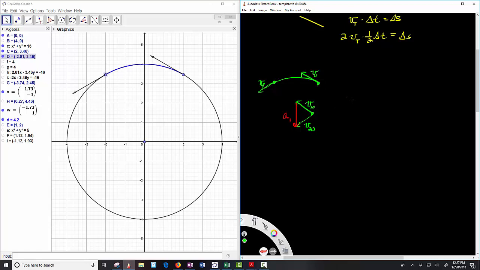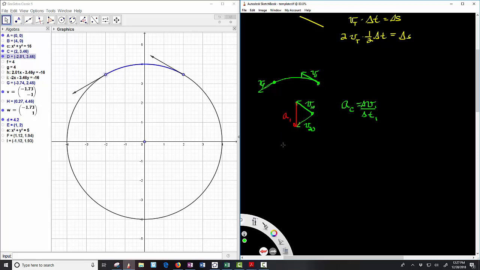The centripetal acceleration in this case would be the change in velocity over the change in time. That would be the change in velocity 1 over the change in time 1. And so that's the first centripetal acceleration.